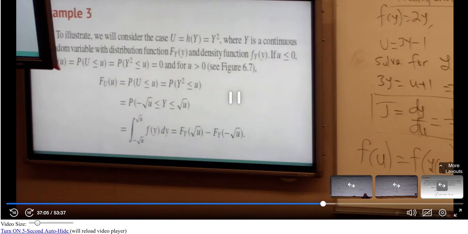Now I want to go into example 3. Okay, now is example 3. You have Y equal Y squared.